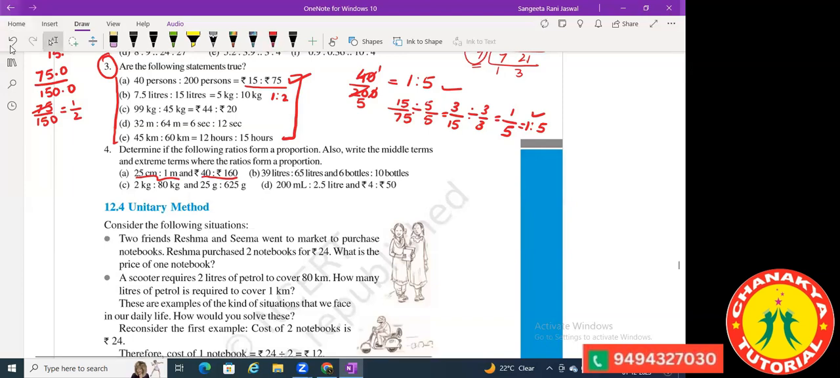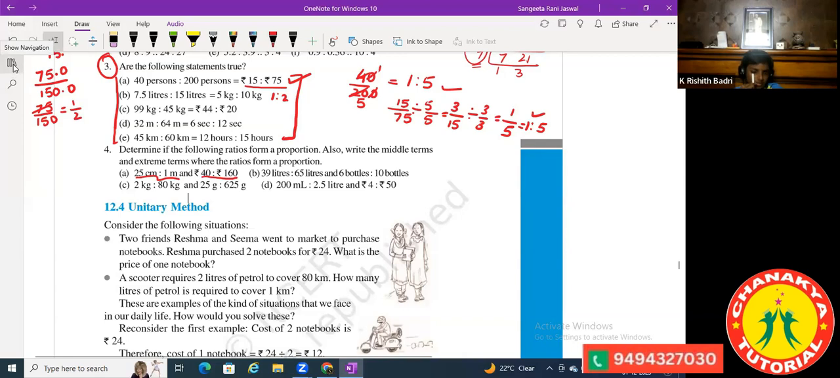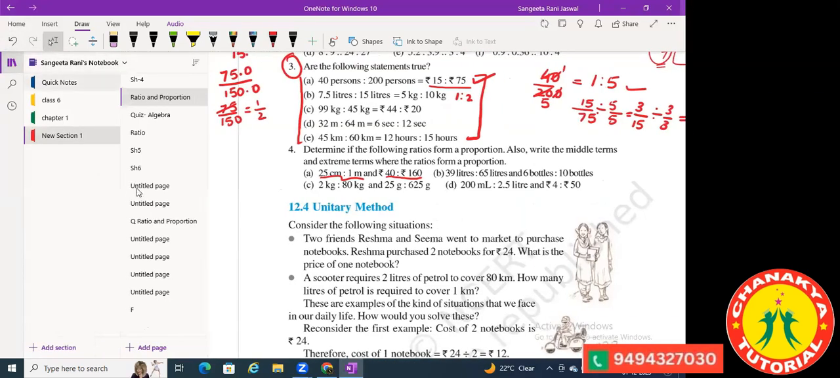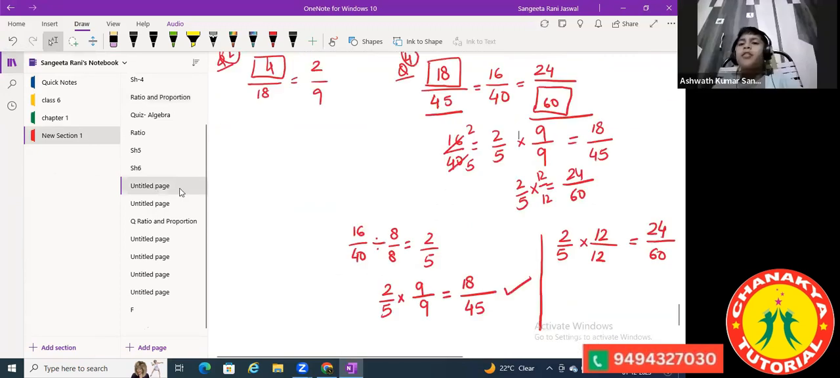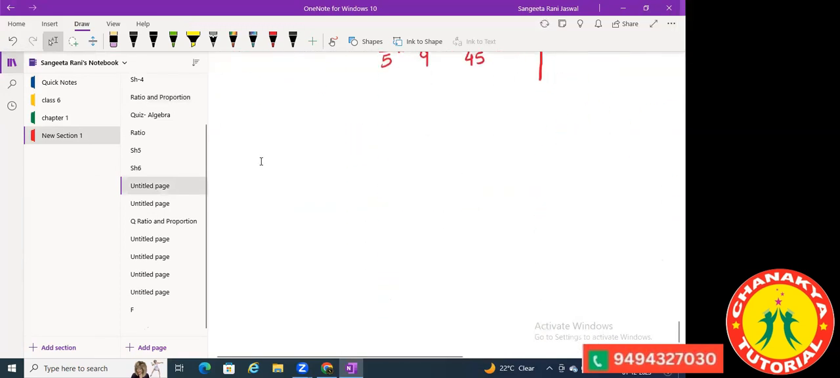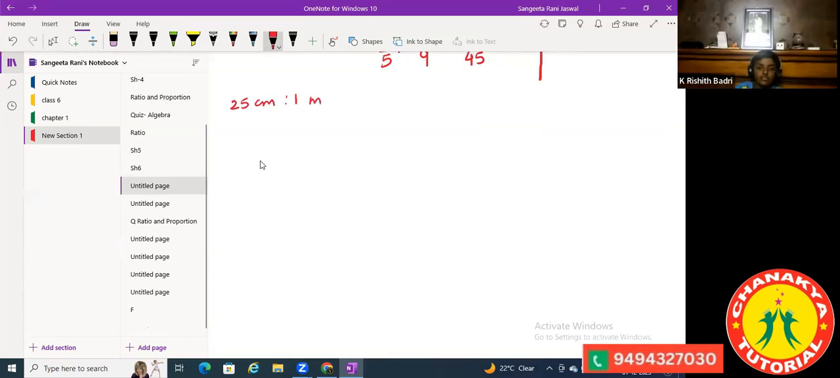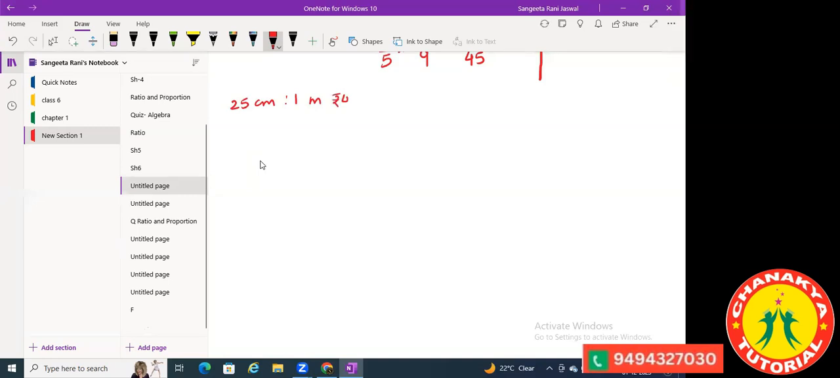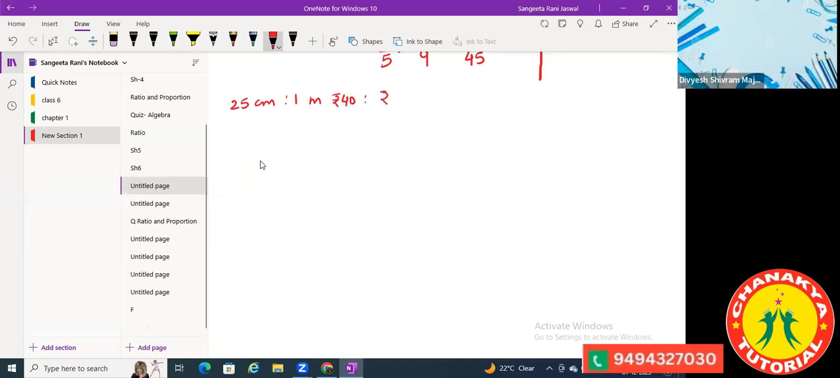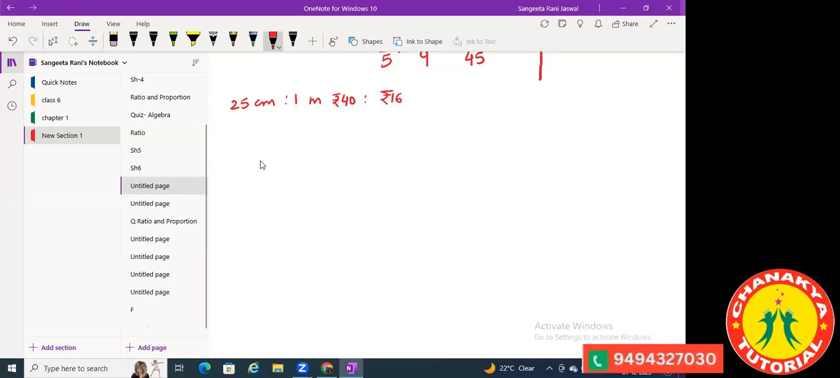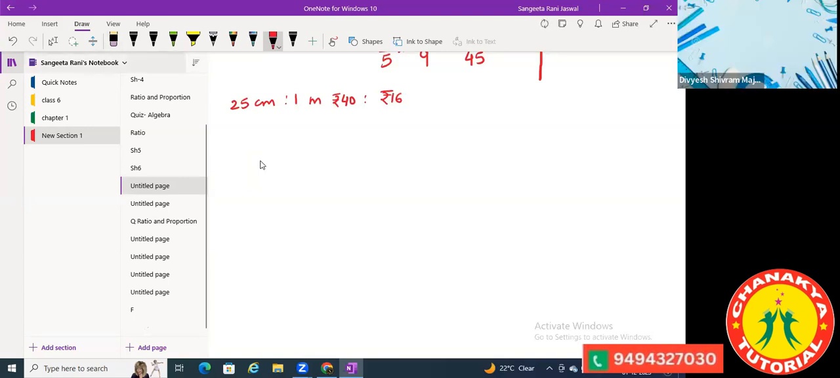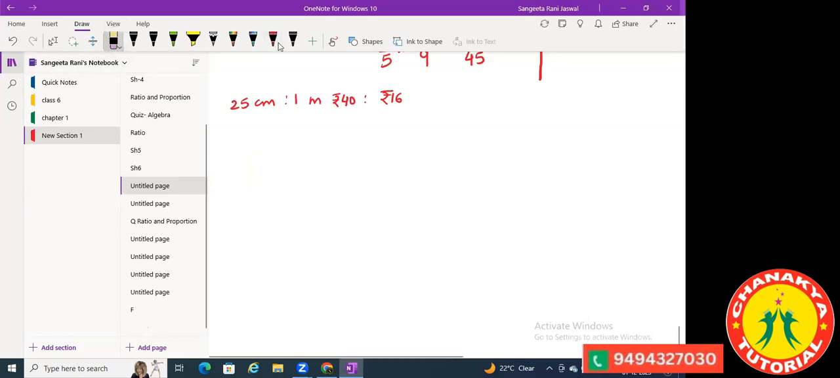Okay, let's do it. I'll show you on the clean page. Now see here. This question was 25 centimeters to 1 meter and 40 rupees to 160 rupees. Is it 160? Yes, ma'am, 160. Okay, 160.